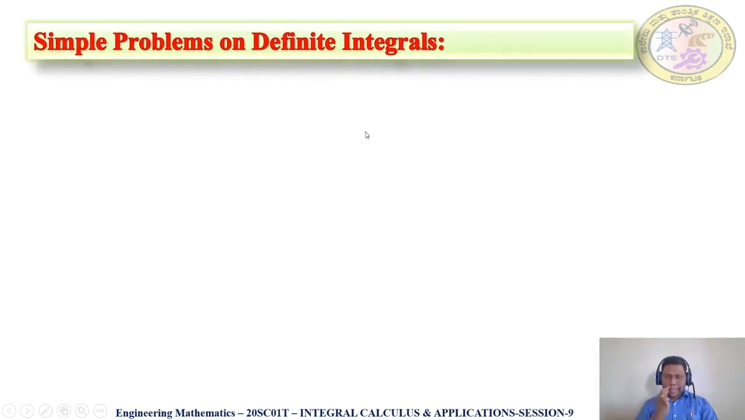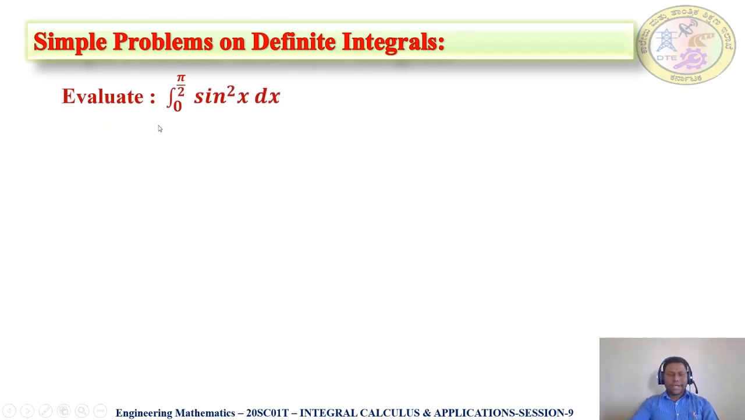In the previous session also we discussed some simple problems on definite integrals. Here also we are discussing some simple problems, continued. In the previous session we discussed direct integration problems, and here we can't do direct integration. For the given functions we have to substitute some other formulas and then integrate. That kind of problems we are going to discuss in this session.